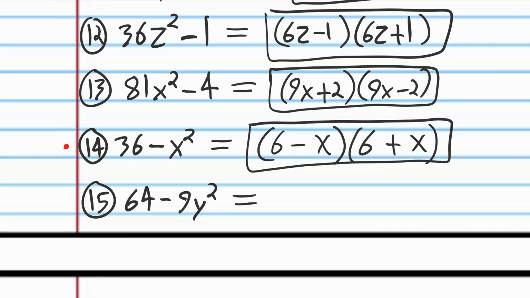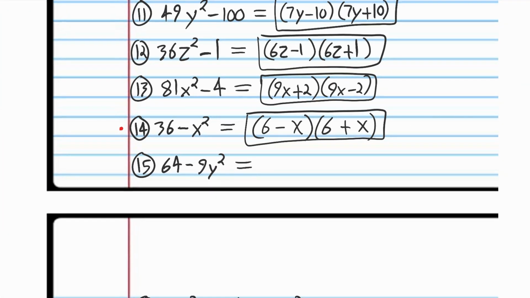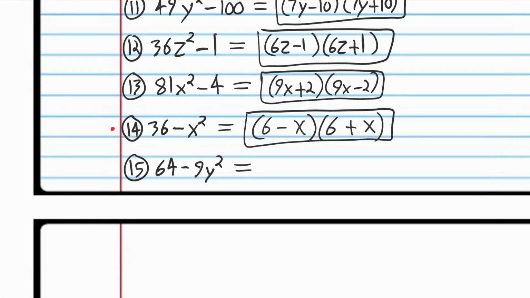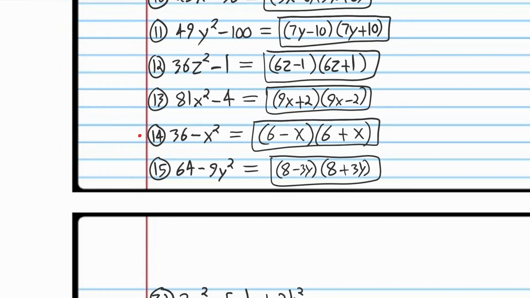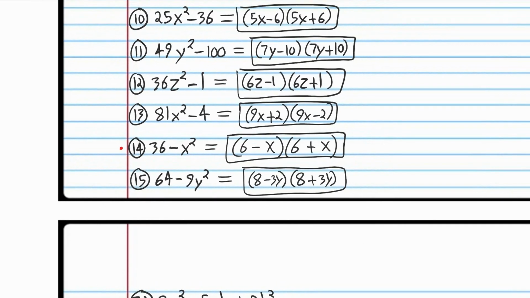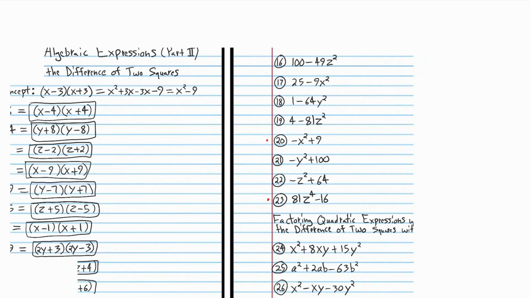So let's try number 15. What number times itself is 64? That would be 8. What number times itself is 9y squared? That would be 3y. So we put our plus and minus, and then we're done. All right, so on to number 16.